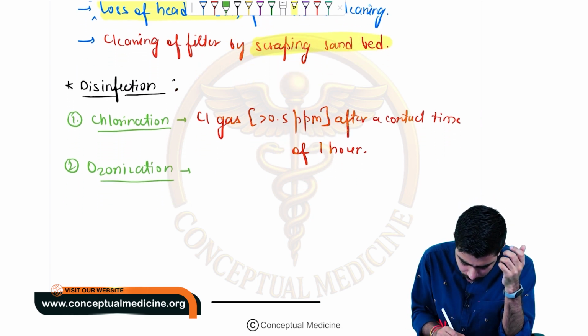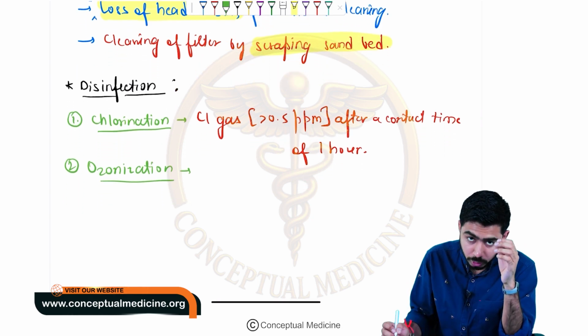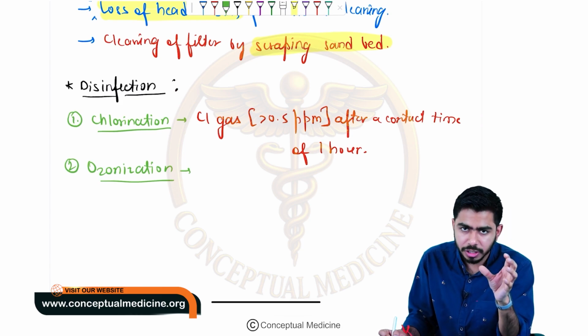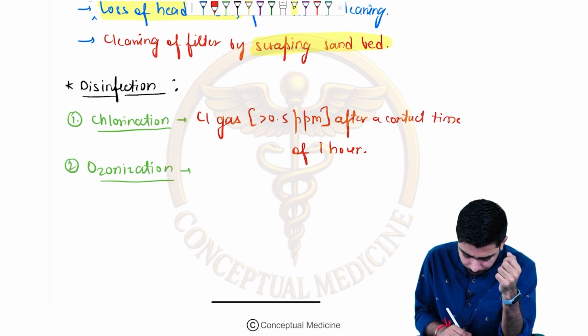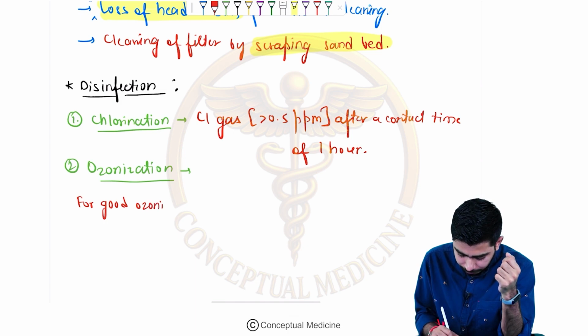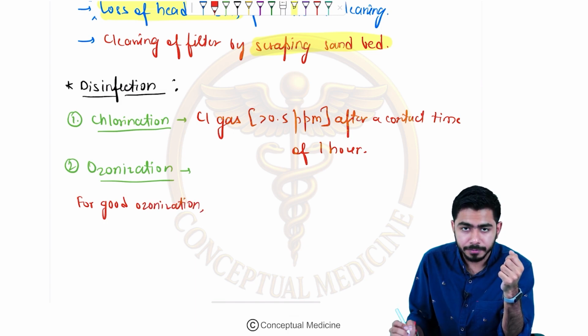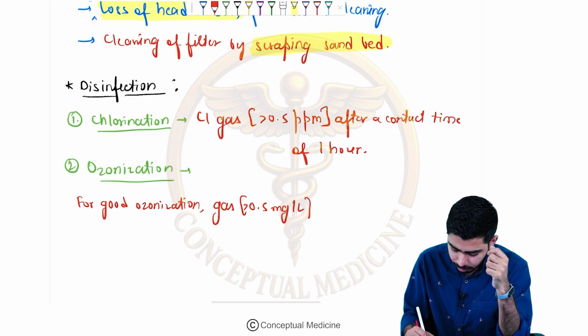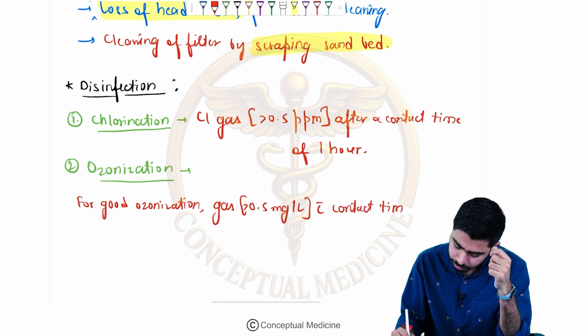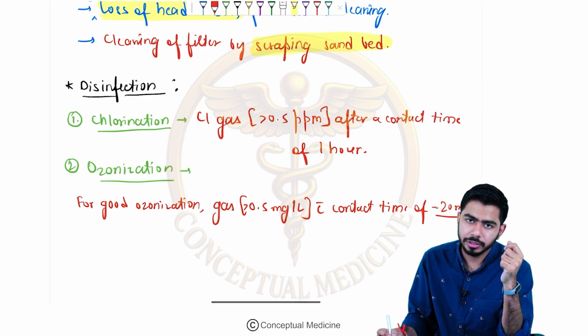So for good ozonization, we need the gas in a quantity of more than 0.5 milligram per liter, with a contact time of around 20 minutes. That is what will be used over here.